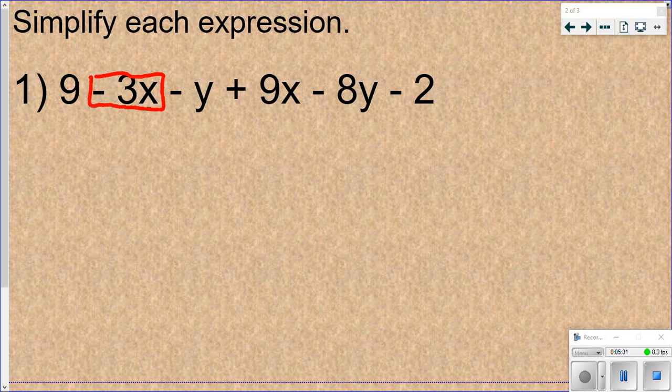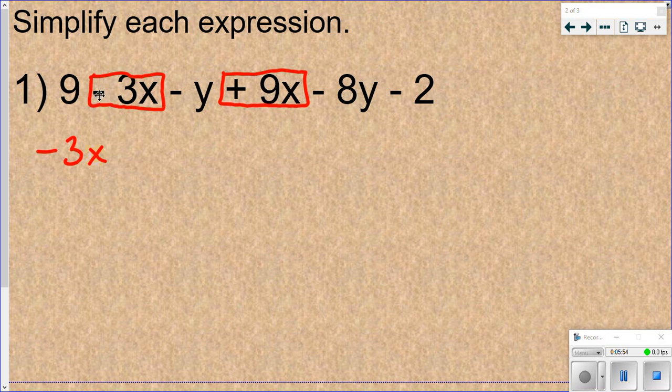It does not belong to the 9, it belongs to this. Likewise, this plus sign belongs to the 9x. So when I move these, I have to take that symbol with me. Okay, so I'm going to rewrite this. I'm going to move these to the front because, again, I want them in alphabetical order. So the x's are going to come first.